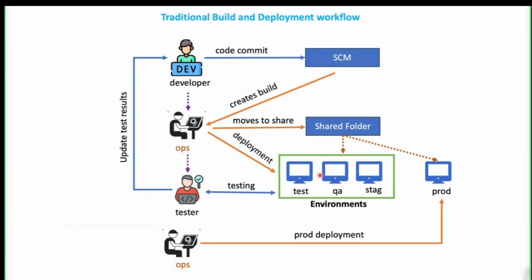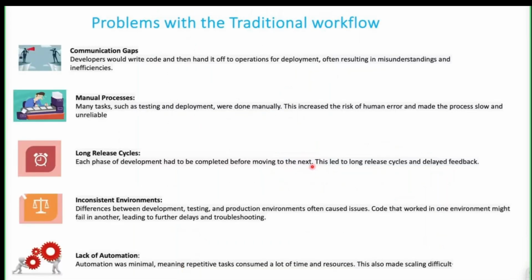For example, if you take Java, the Java version should be the same, right? So the operation team has to take care of these things, the hotfix and all. If there is any mismatch in the environment, the product will work in one environment and it will not work in another environment. So that is the inconsistent environment. The operation team has to take care of it.